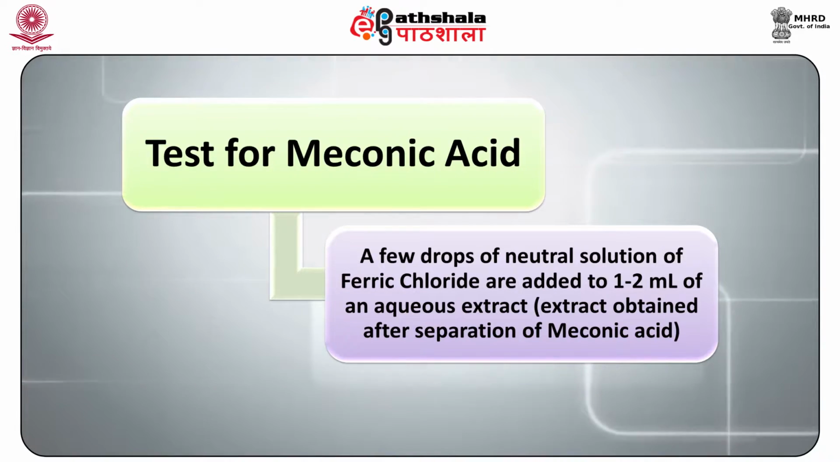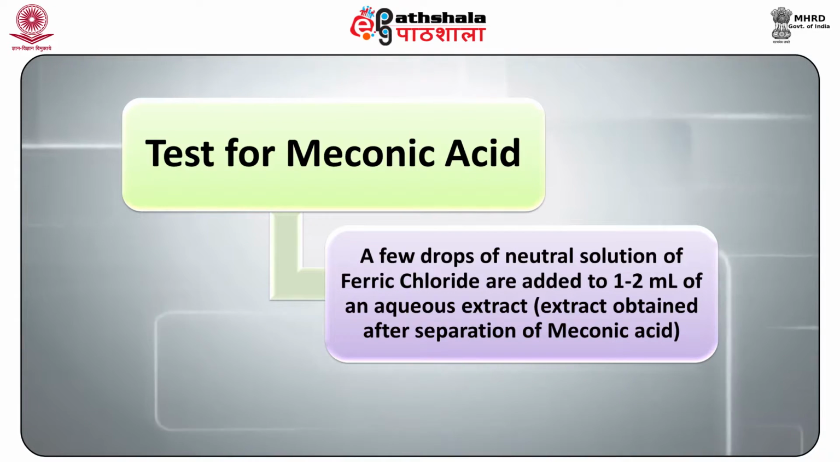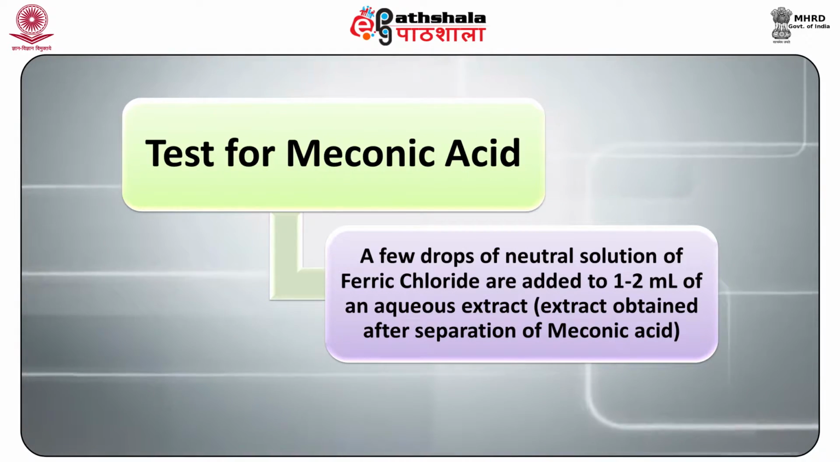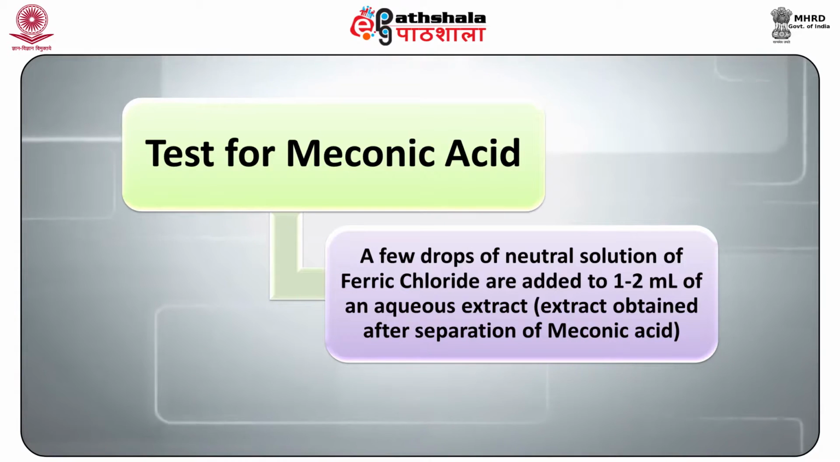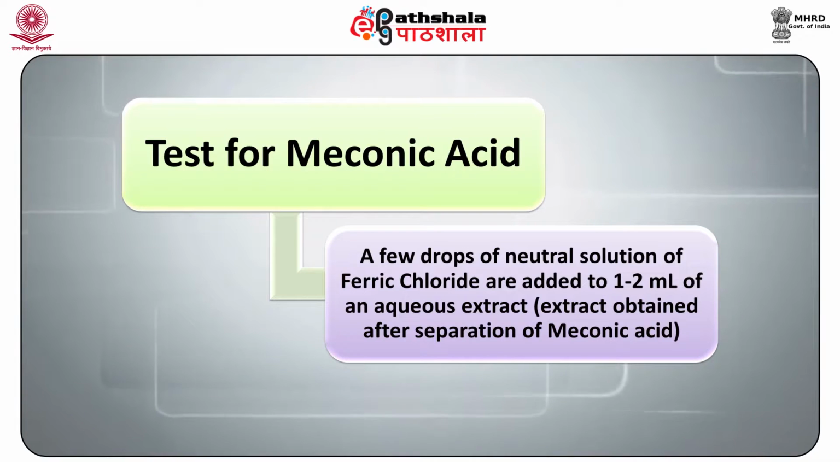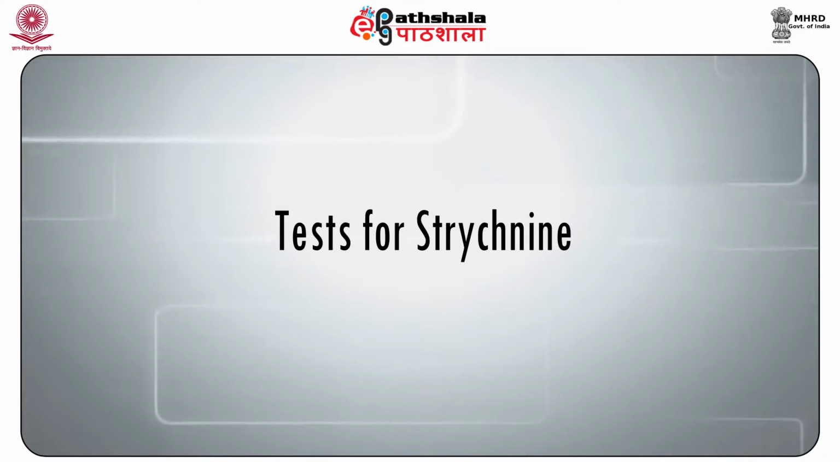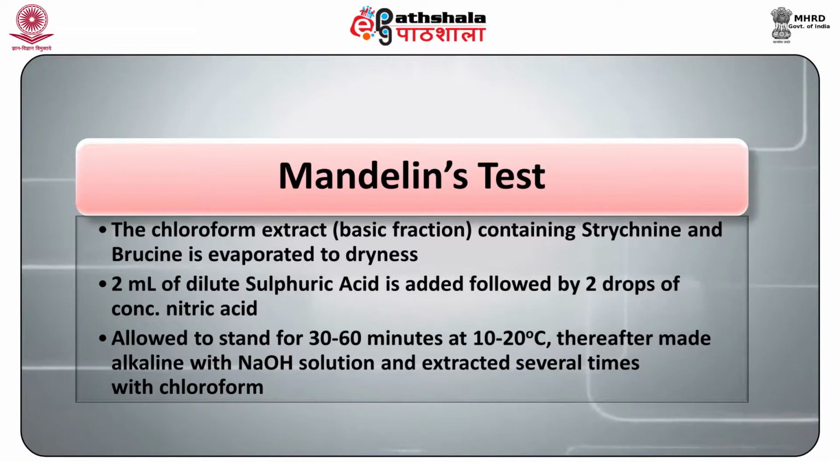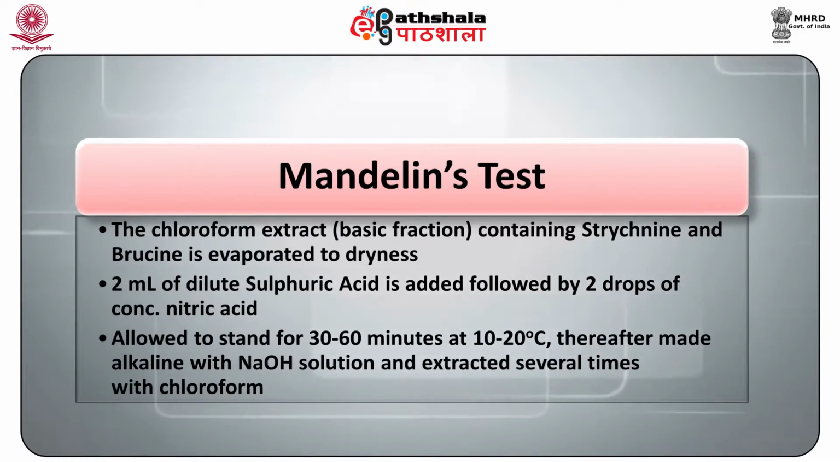A few drops of neutral solution of the ferric chloride are added to 1 to 2 ml of an aqueous extract or the extract that has been obtained after separation of the meconic acid. A blood red color is produced which is not destroyed by boiling or by adding hydrochloric acid or mercury chloride solution. Next is tests for strychnine, starting with first of all the Mandelin's test.